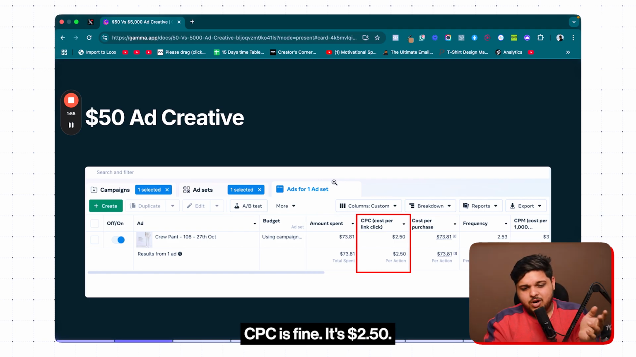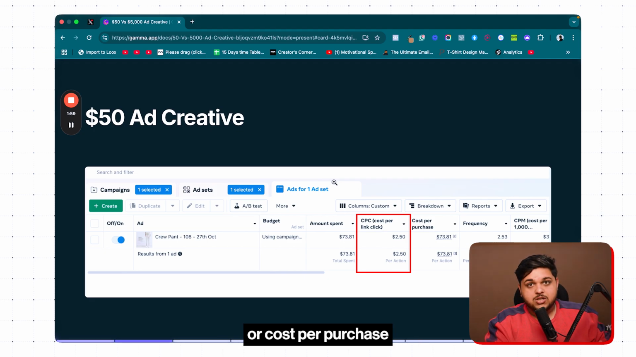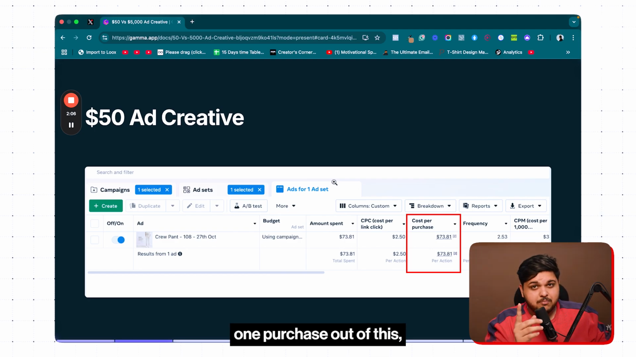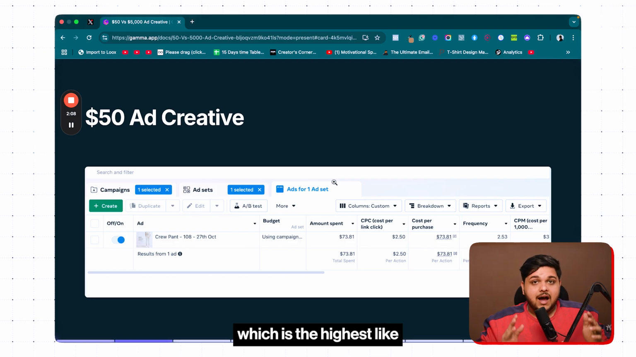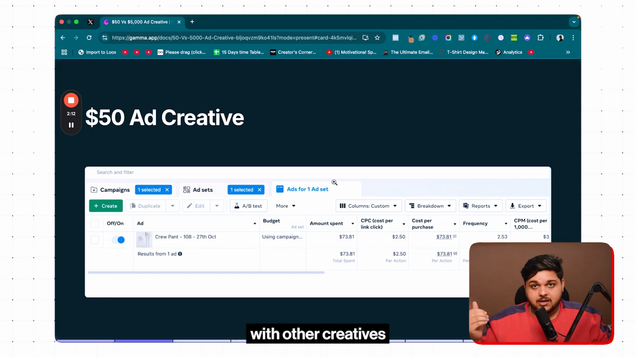CPC is fine, it's $2.50. I don't really care about CPC until and unless my CPA or cost per purchase KPIs are met. But if you see the cost per purchase is $73, that means that we just got like one purchase out of this, which is the highest. The cost per purchase in this particular creative was the highest when we compare with other creatives right now. So it was clearly one of the worst performing creatives for our team.